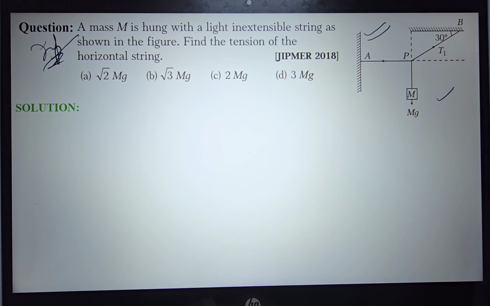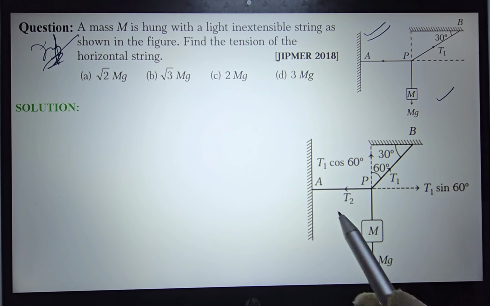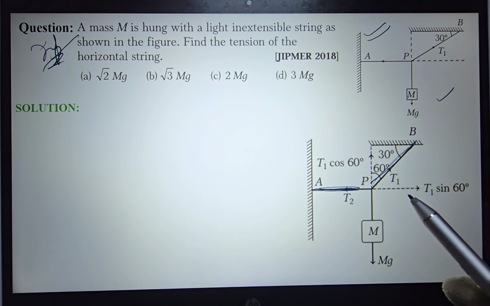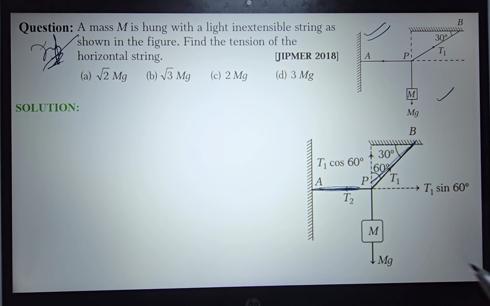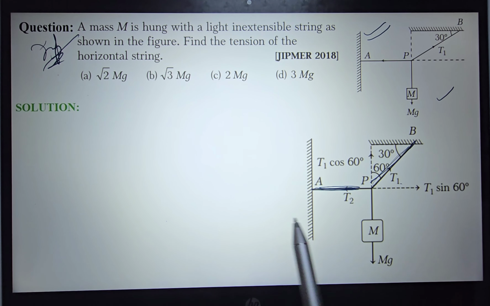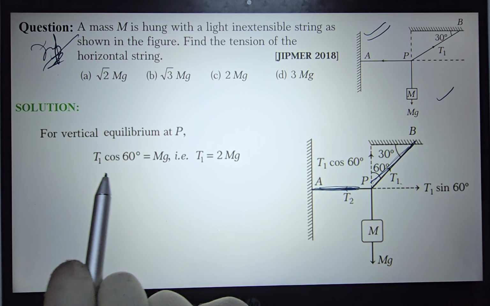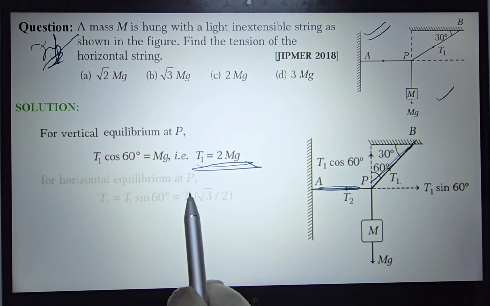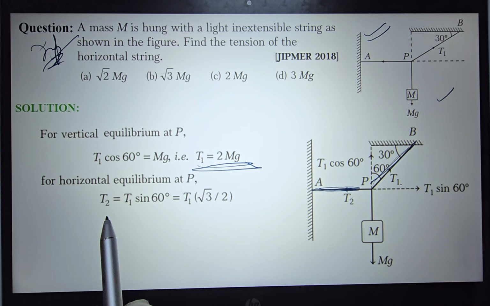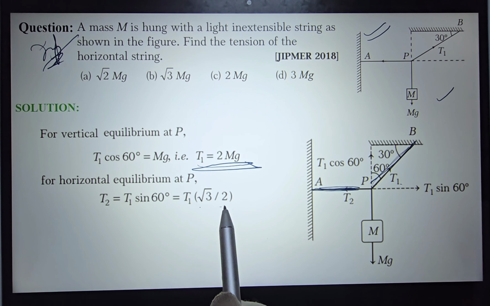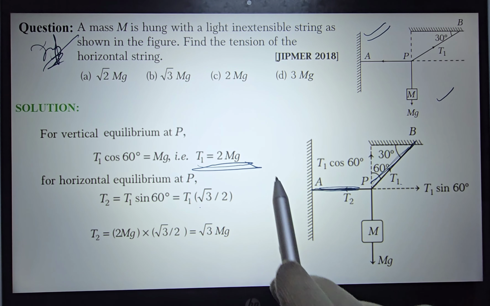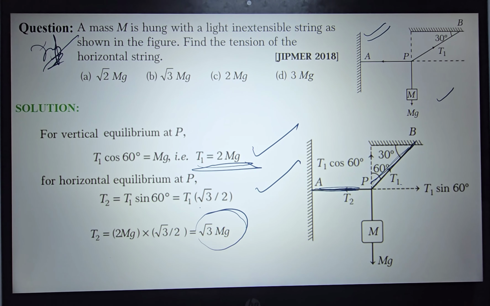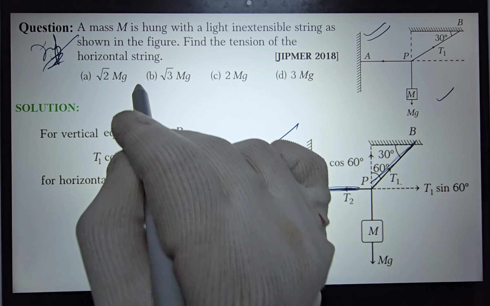Because there is a load at P, the tension in AP and PB will be different. So let there be T2 and T1, suppose. So for vertical equilibrium at P, T1 cos 60 is equal to mg, that is T1 is equal to 2 mg, because in the given question these values are like this. So for horizontal equilibrium at P, T2 is equal to T1 sin 60, which is equal to T1 into root 3 by 2. Now, if you are using these two equations 1 and 2, you are getting T2 is equal to 2 mg into root 3 by 2, which is root 3 mg. So this is the answer, means this option B is correct.